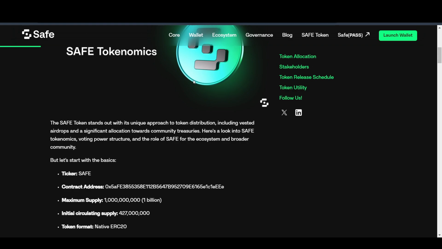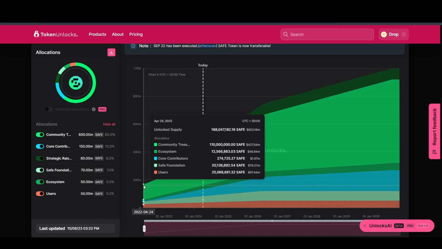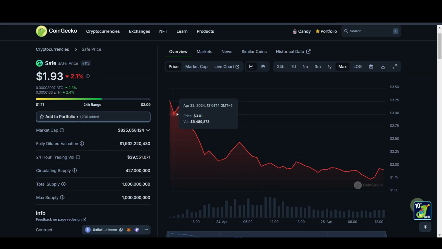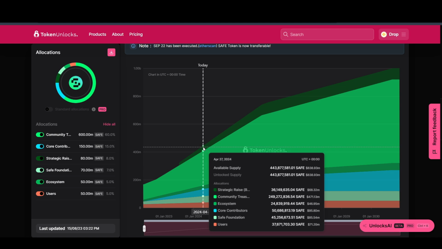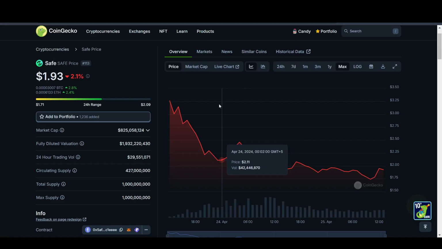The weird thing is that if you look here, its TGE is showing around April 24, 2022. So that means it actually launched after 2 years, and most of the tokens have been vested. As of now it has a circulating supply of around 443 million, which is pretty big, and a max supply of 1 billion. So it launched in 2024, and its token generation event was in 2022.